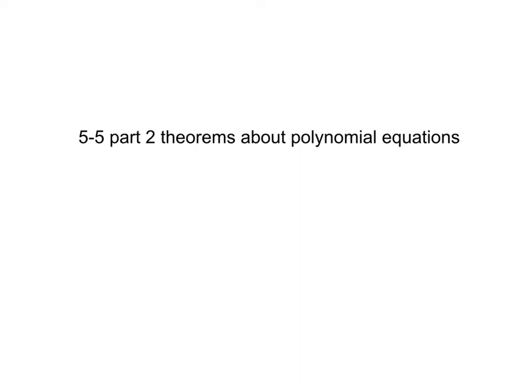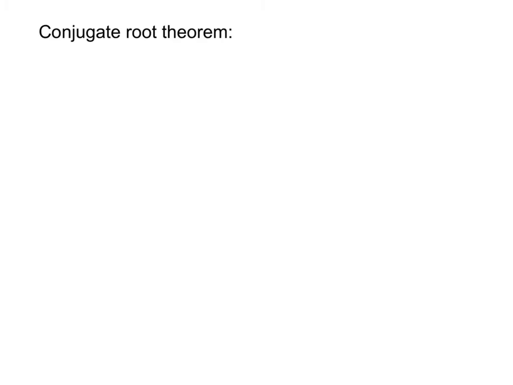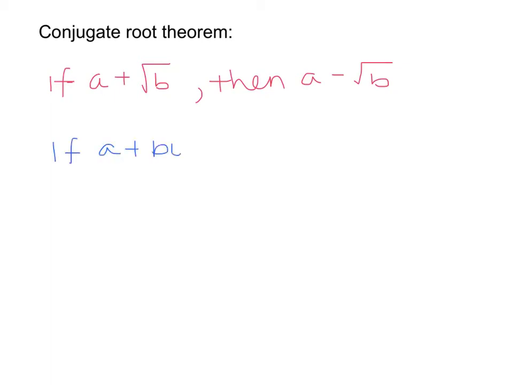5.5 Part 2, Theorems about Polynomial Equations. The conjugate root theorem. The first part of the conjugate root theorem says that if a plus the square root of b is a root, then a minus the square root of b is also a root. The second part of the conjugate root theorem says that if a plus bi is a root, then a minus bi is also a root.